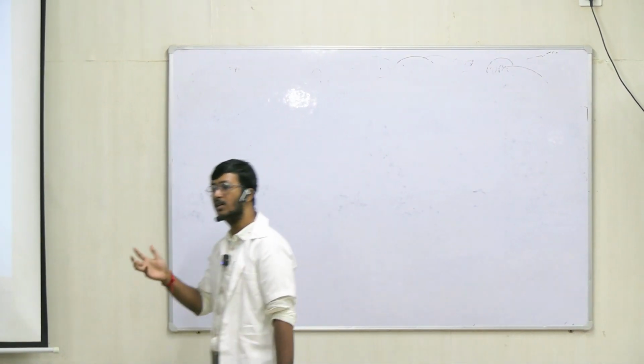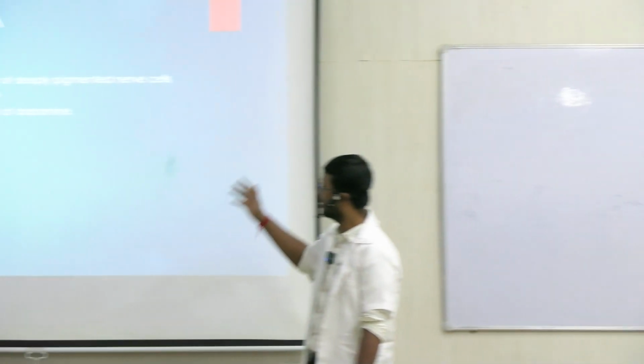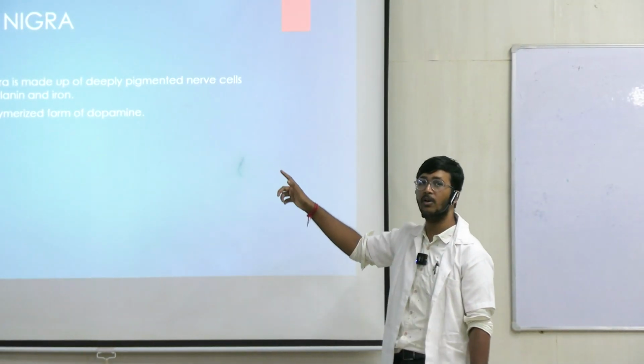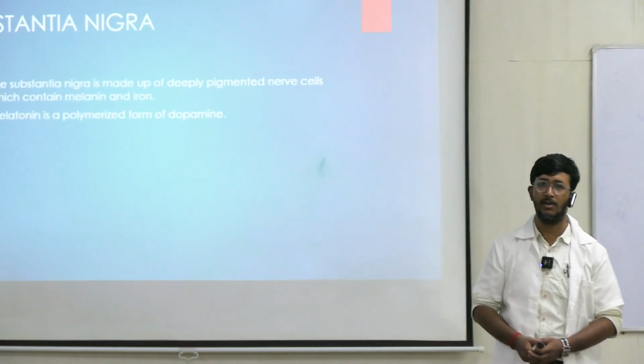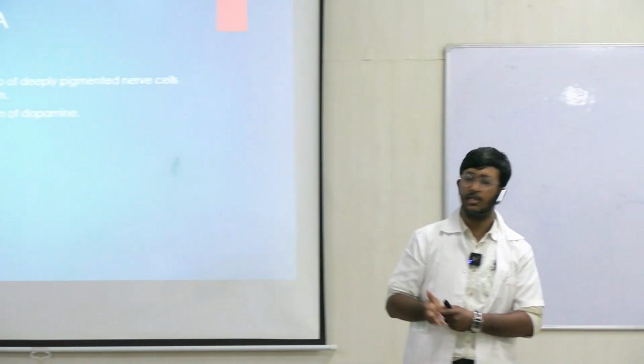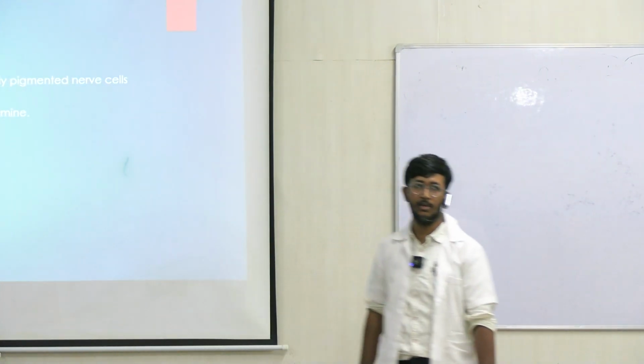Whenever this dopamine is not present in our body, like not present in the substantia nigra of our body, at that time Alzheimer's disease happens, usually seen in the elderly population. This is due to this dopamine. Okay.